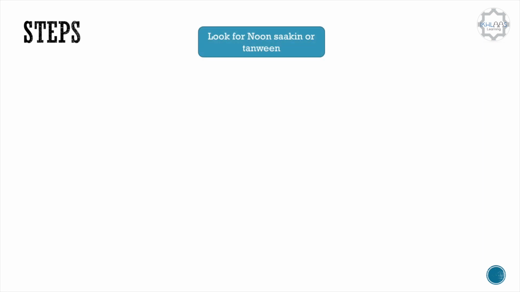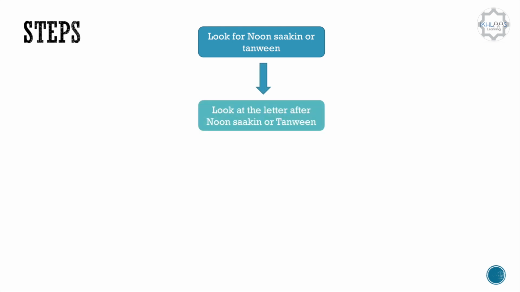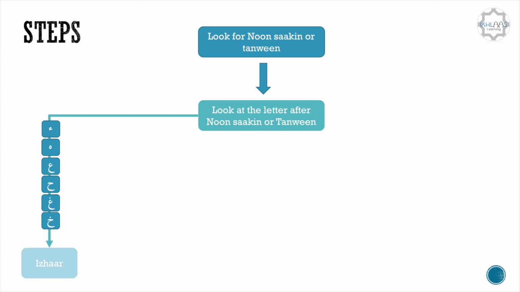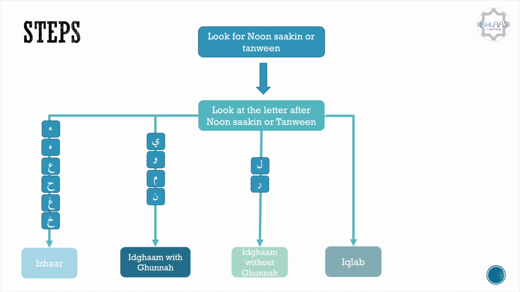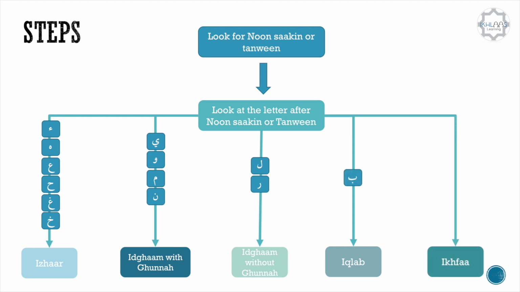Step 1. Look for Noon Saakin or Tanween. Step 2. Look at the letter after Noon Saakin or Tanween. To be of the rule of idhar, it should have the letters Hamza ha, Ain ha, Ghain kha. To be of the rule of idgham with gunna, it should have the letters Ya, Waw, Meem or Noon. To be of the rule of idgham without gunna, it should have the letters Lam or Ra. To be of the rule of iqlab, it should have the letter Ba. And for the rest of the letters, it will be the rule of ikfa.